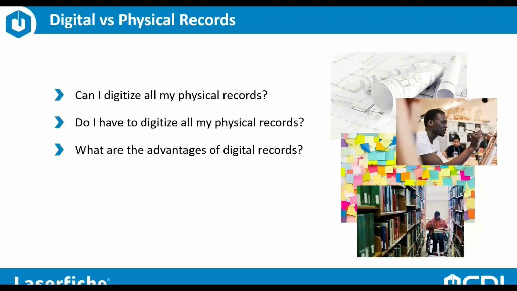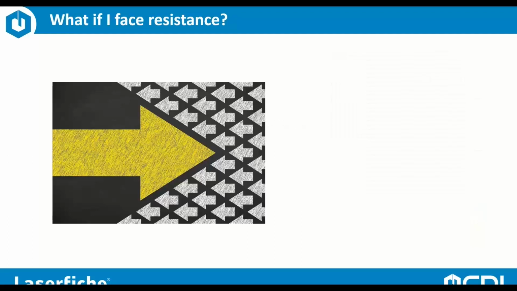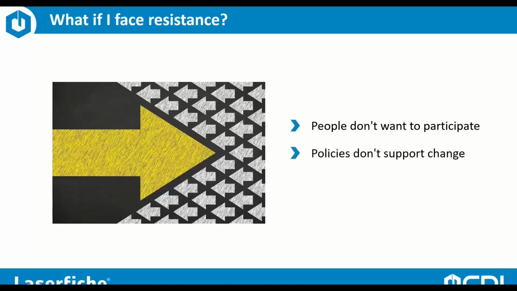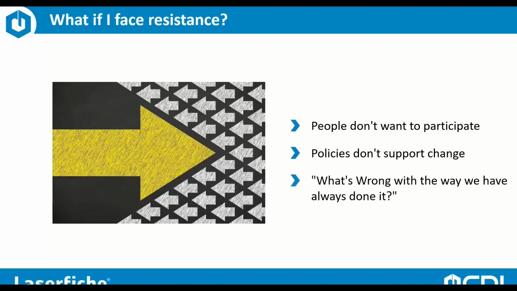So now that we've talked about the physical records and the digital records, let's talk about what happens when you face a little bit of resistance trying to get people to adopt your enterprise content management system. One of the biggest issues that we have is that people don't necessarily want to participate. Policies maybe don't support the change. And people have the mindset of, what's wrong with the way we've always done it?